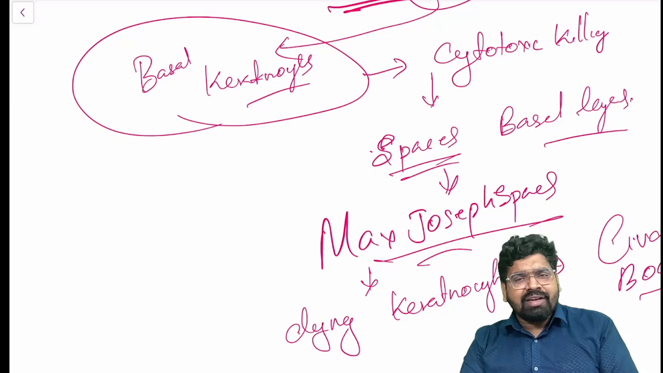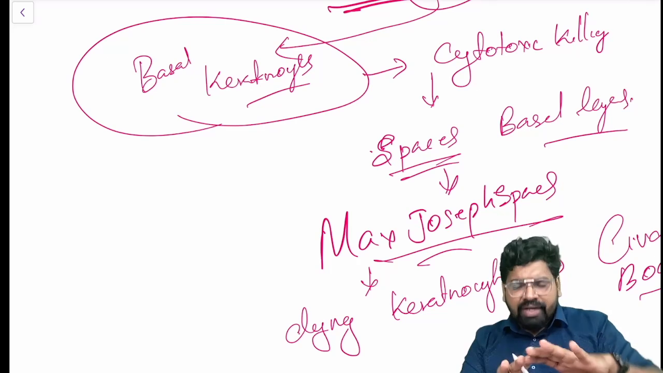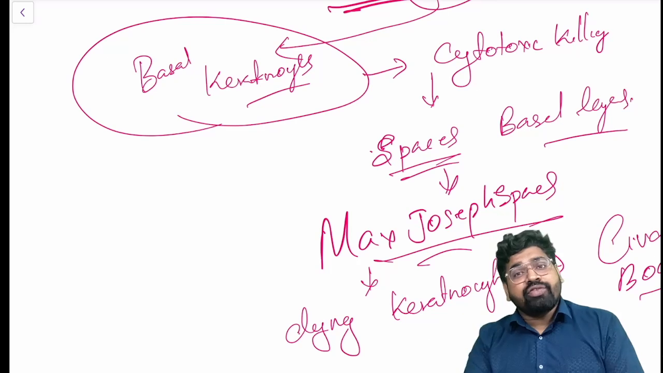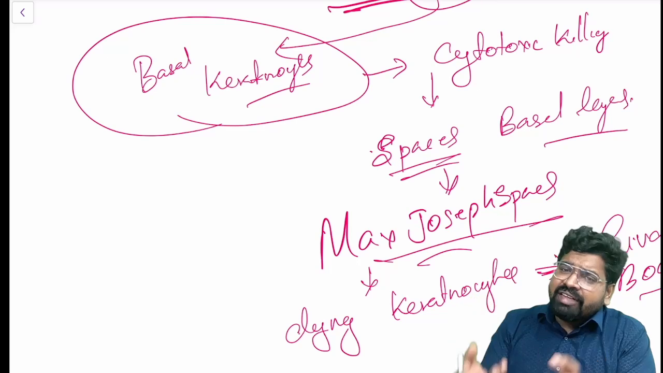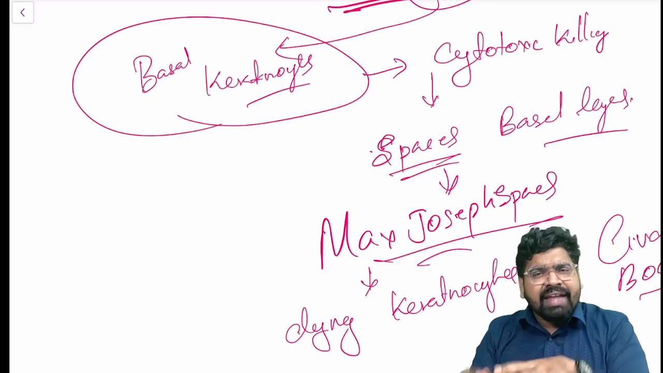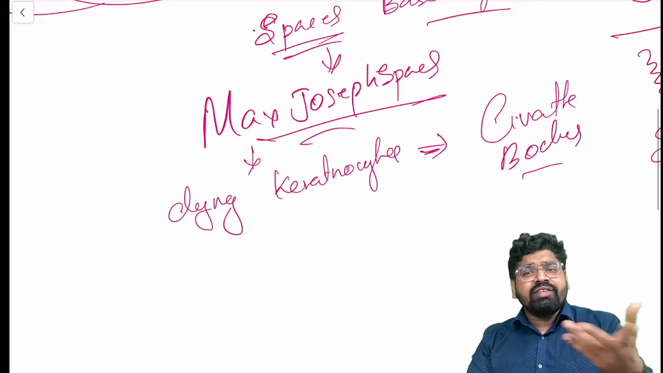Once they kill the basal keratinocytes, there is space left. Wherever there was a basal keratinocyte, the space will be left. That space is called Max Joseph space. This Max Joseph space contains dying cells, degenerating keratinocytes. They take more pink color and they are eosinophilic. They are called civatte bodies.